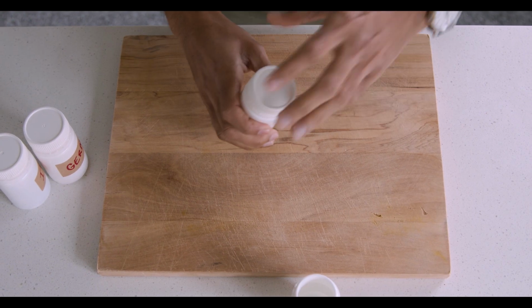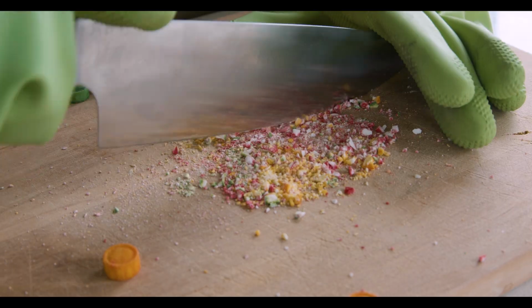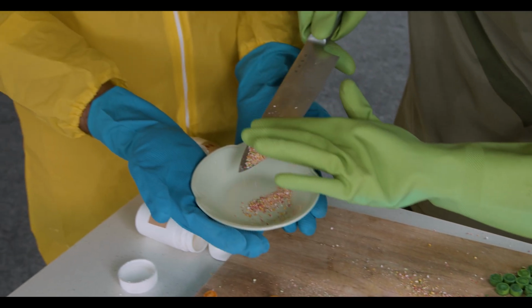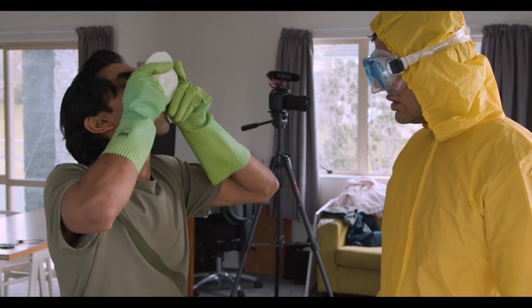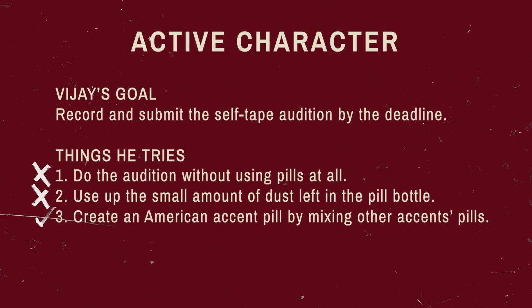The third thing he tries is to create a new mix of the other accent pills to try and recreate the American accent. After a couple of false starts, this new concoction ends up actually working and he finally gets the self-tape recorded. So as you can see, he tries 3 different tactics to try and get the self-tape recorded. He fails the first 2 times, but despite failing, he pivots and tries something new. This is how we tried to achieve the vibe of an active character in our short film.